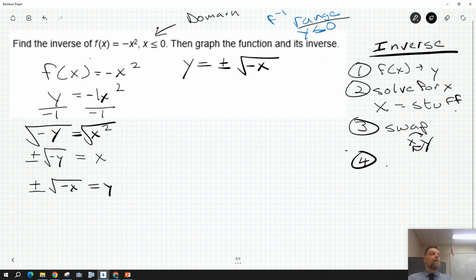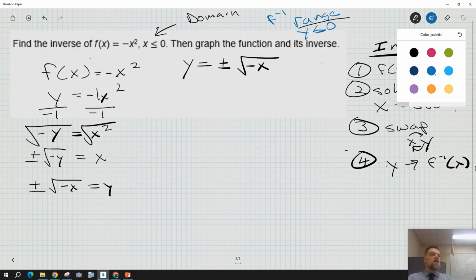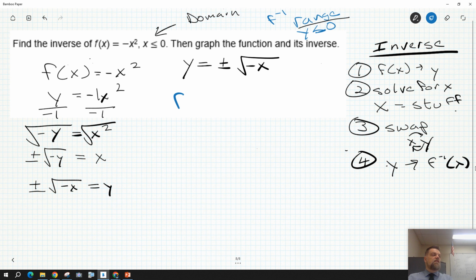Yeah, so wherever there's a y, we're going to plug in the f inverse notation, right? And I'm going to change the color for this because we got to talk about a few things. So we've got f inverse of x is equal to plus or minus the square root of negative x.